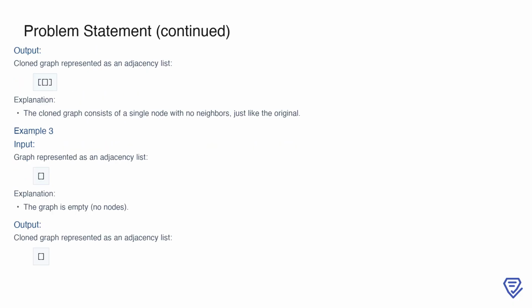Next, we have another example where the input graph is represented as [[]]. In this case, there is only one node in the graph, and it has no neighbors. The output for the cloned graph is also [[]], which matches the structure of the original graph. Even though the graph is small, the same principle applies. The cloned graph must be independent, and the single node in the clone must not share memory with the original node. Finally, consider the input [], which represents an empty graph with no nodes. The output for this scenario is also [], indicating that the cloned graph is empty as well. This highlights that the cloning process must handle edge cases like empty graphs correctly.